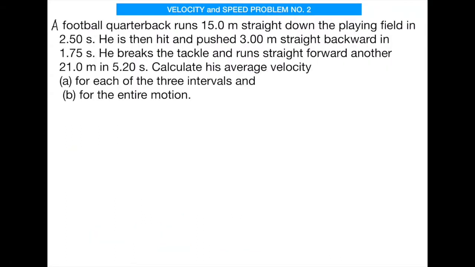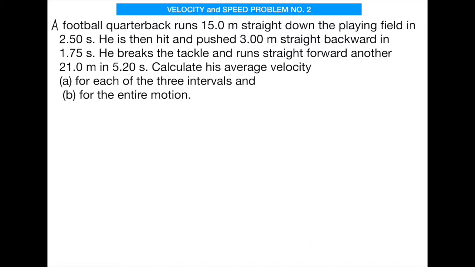Let's have our sample problem number 2. A football quarterback runs 15 meters straight down the playing field in 2.50 seconds. He is then hit and pushed 3 meters straight backward in 1.75 seconds. He breaks the tackle and runs straight forward another 21 meters in 5.20 seconds. Calculate his average velocity for letter A for each of the 3 intervals and letter B for the entire motion.